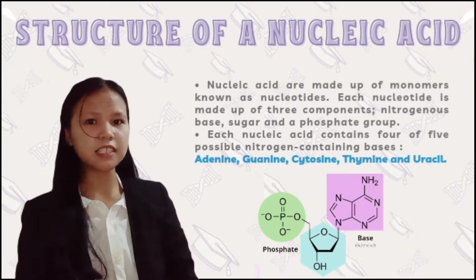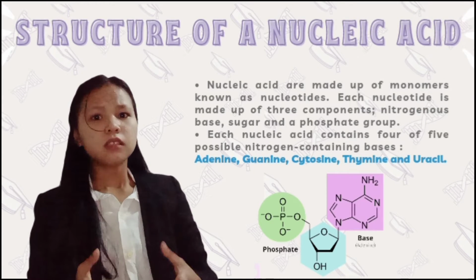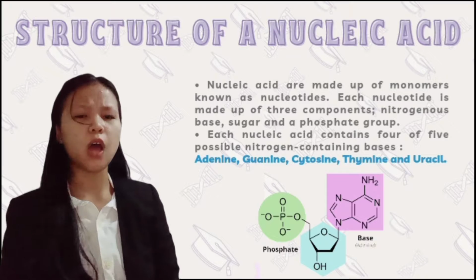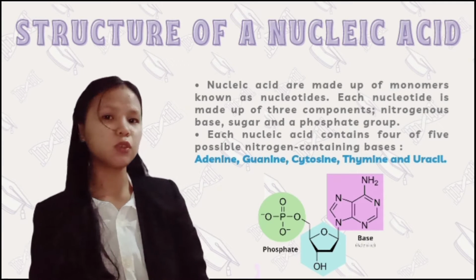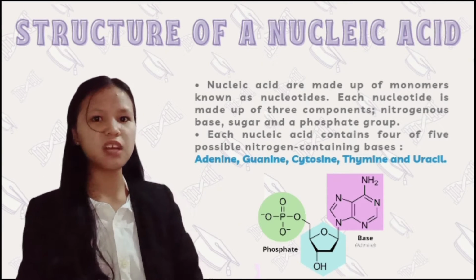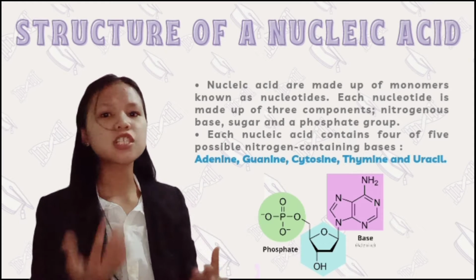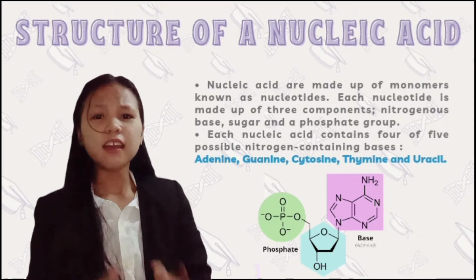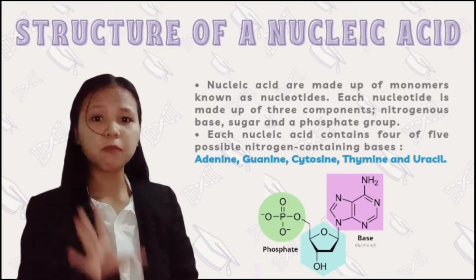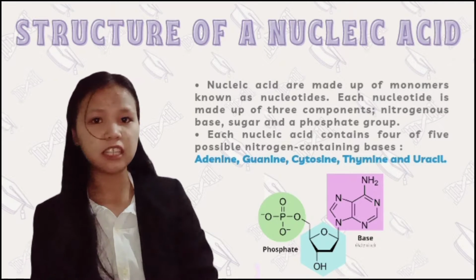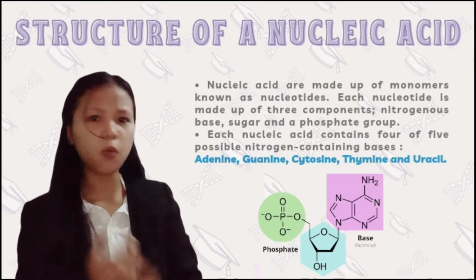Now, we will discuss the structure of a nucleic acid. Nucleic acids are made up of monomers known as nucleotides. Each nucleotide is made up of three components: a nitrogenous base, a sugar, and a phosphate group. Each nucleic acid contains 4 of 5 possible nitrogen-containing bases, such as adenine, guanine, cytosine, thymine, and uracil.